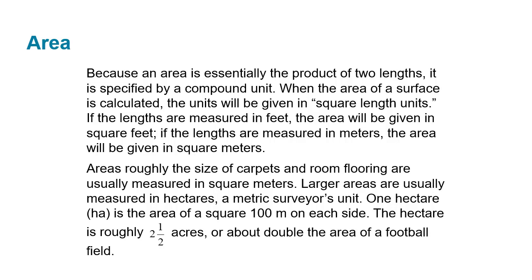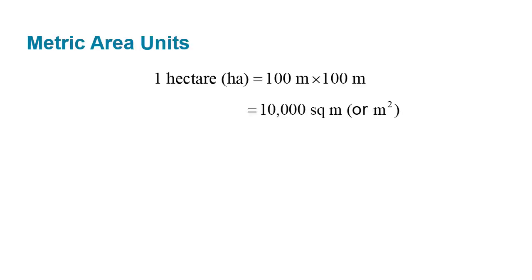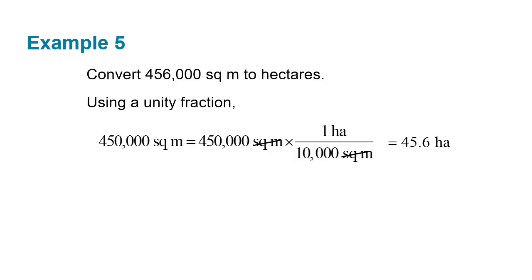So just like we have acres to describe a large chunk of land, they have hectares in the metric system to describe large chunks of land. And you can see that the difference between the two is the hectare is about 2.5 acres. Now a hectare, like we said, is 100 meters times 100 meters, so it ends up being 10,000 square meters. We can convert 456,000 square meters to hectares very easily by just dividing by 10,000. You get 45.6.